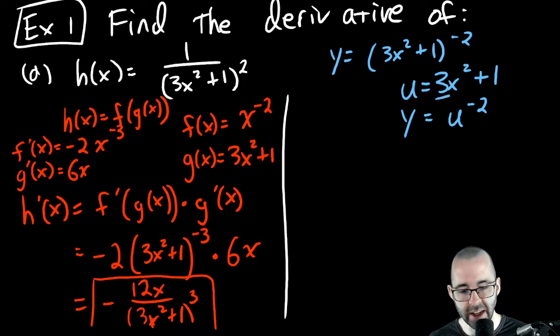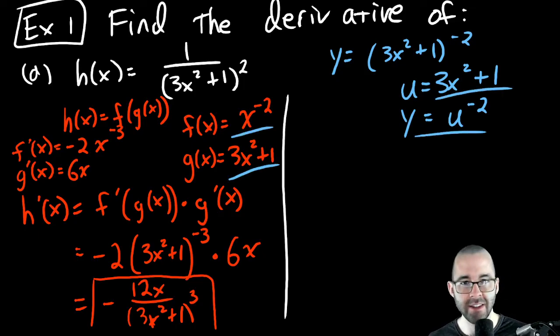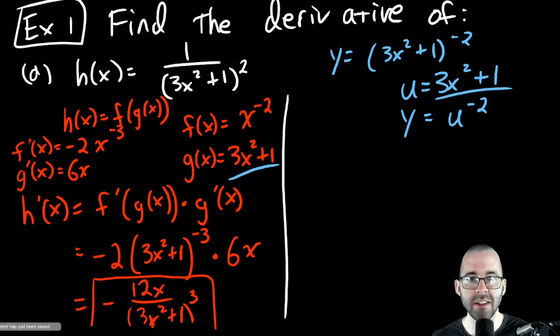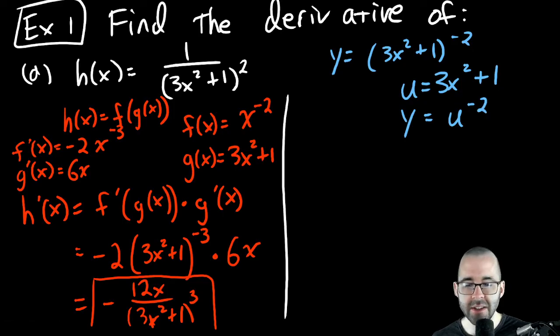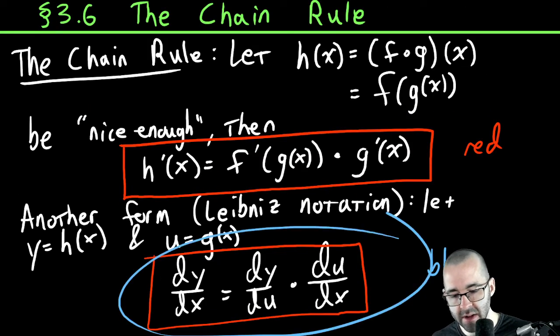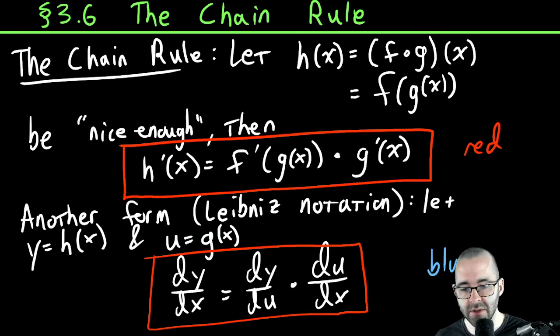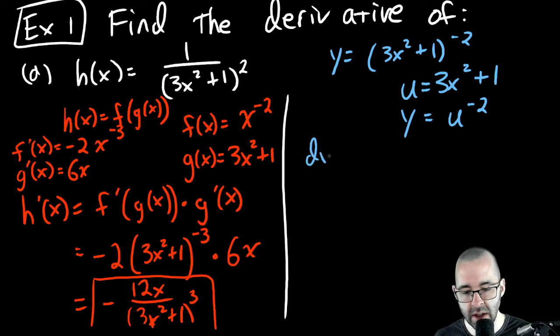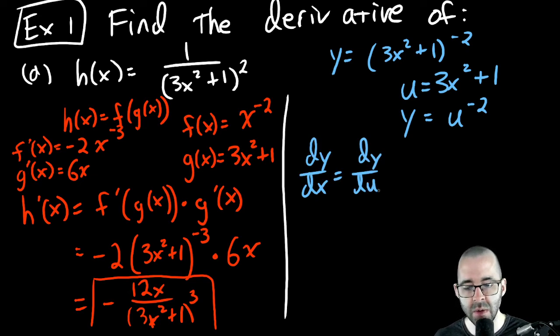Okay, notice again, these are the exact same thing, just different letters. But I think this one is actually a little bit easier to see formally why it's the case. So let's copy down Leibniz form for the chain rule. dy/dx equals dy/du times du/dx.